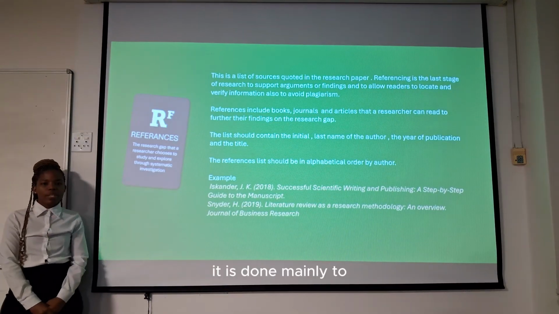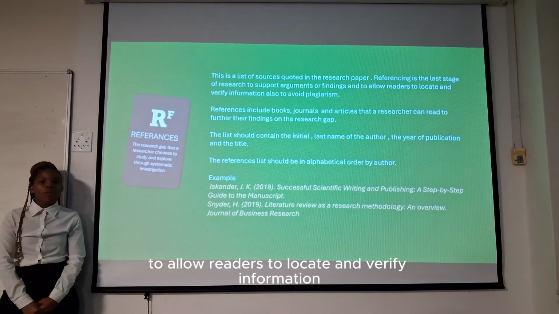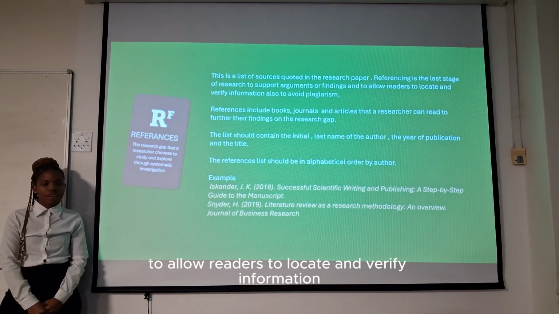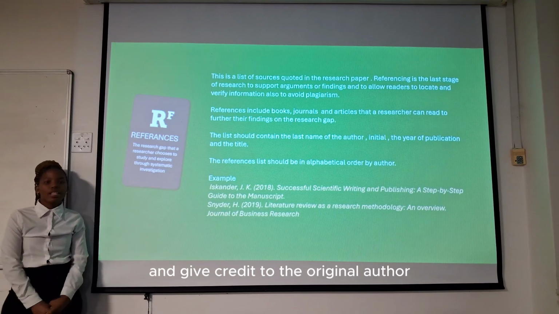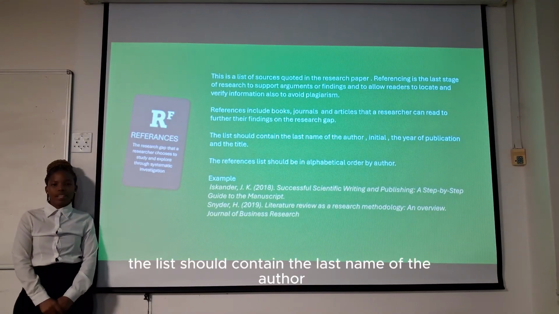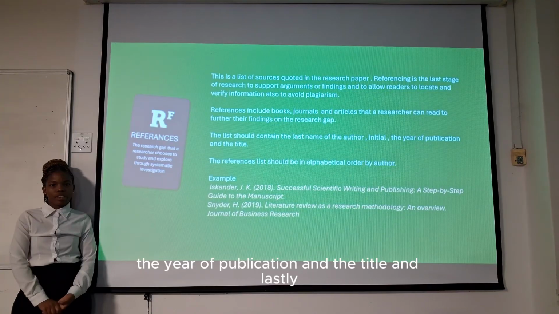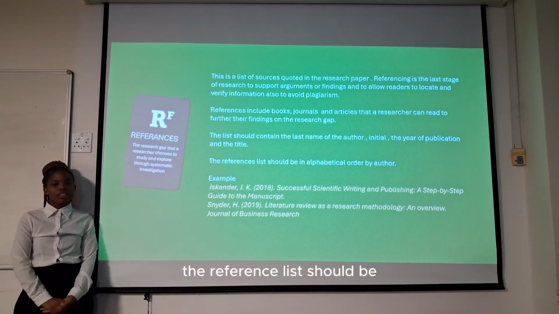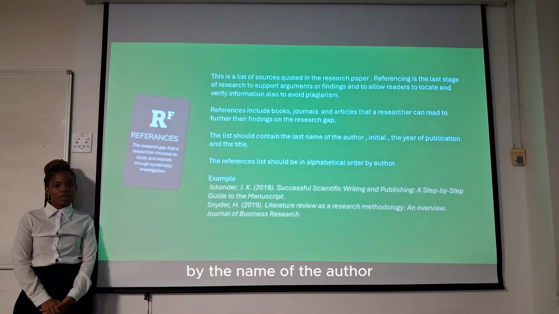research. It is done mainly to support arguments and findings in a research, to allow readers to locate and verify information, and most importantly to avoid plagiarism and give credit to the original author and avoid intellectual property theft. The list should contain the last name of the author, the initial, the year of publication, and the title. And lastly, the reference list should be in alphabetical order by the name of the author.